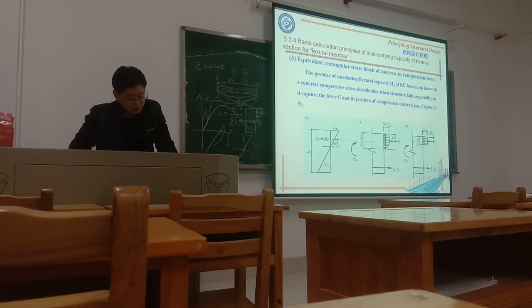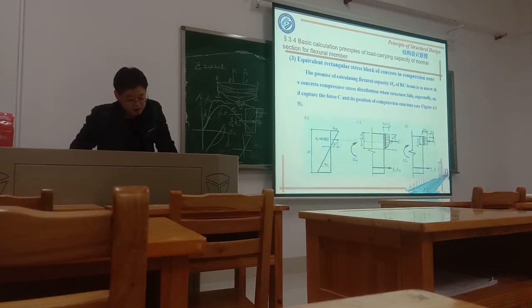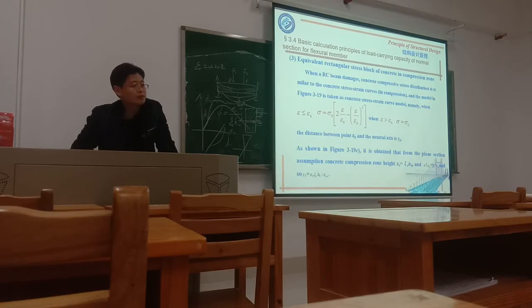y0 means this point, epsilon 0 equal to 0.002. Below this point, the stress sigma equals this, so we use this formula. Once epsilon is larger than epsilon 0, above this point, we use this constant value sigma 0. Once epsilon is larger than epsilon 0, sigma equals sigma 0.